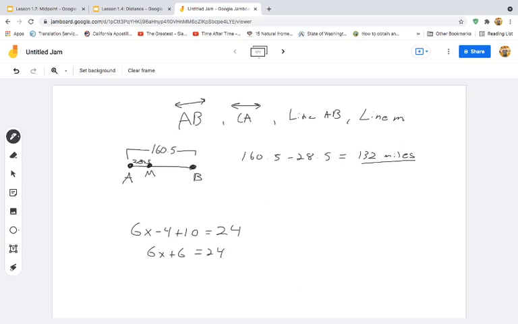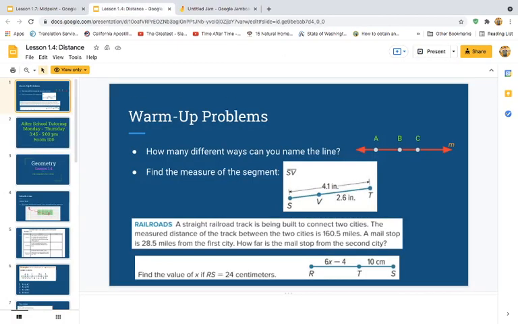The next thing we should do to get x by itself is subtract 6 from both sides. We'll bring down what we have: 6x, those cancel out, 6 minus 6 is 0, equals 24 minus 6, which is 18. Then to get x by itself, we divide both sides by 6. The 6's cancel out, and we are left with x equals 18 divided by 6, which is just 3. So x equals 3, and that's the answer.